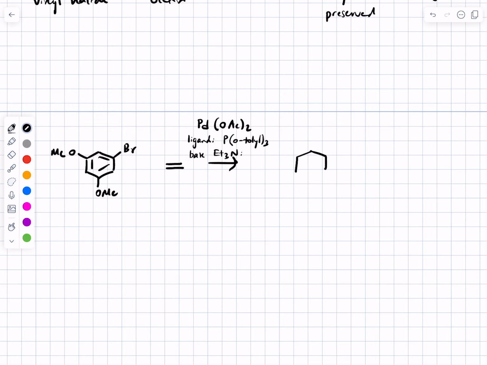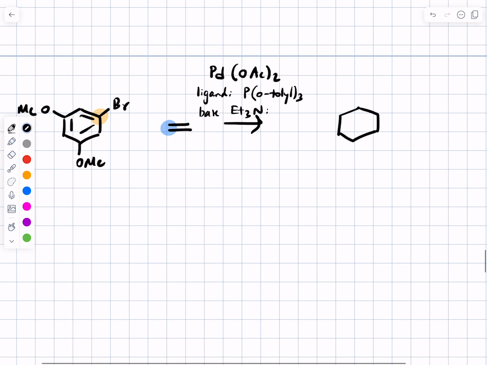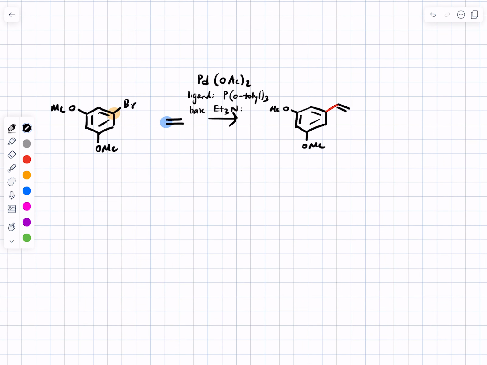Here is the new bond between, and in this case for the olefin, it doesn't matter which of the 2 carbons, the 2 carbons in the olefin are identical to each other. But for the aryl halide, it's the halide carbon, the aryl carbon bonded to the halide, that's going to get the new bond. So this would be the product of the Heck reaction.